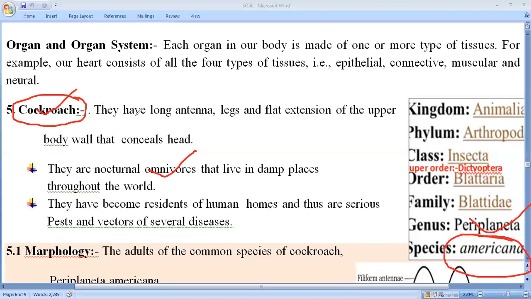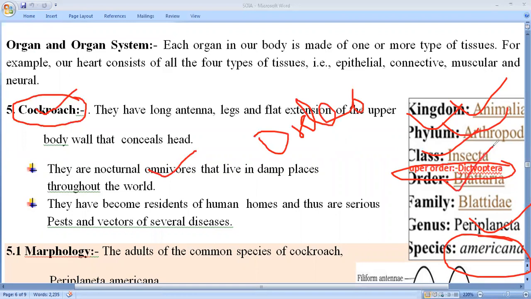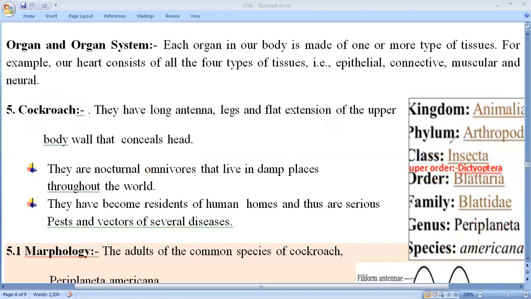If we see the morphology, in this topic we will discuss only the morphology of cockroach. Before that, we will see the taxonomy of the cockroach. Kingdom Animalia, phylum Arthropoda, class Insecta, and superorder Dictyoptera. Sometimes in the NEET examination they have given the order as Dictyoptera. If they have not given the order Blattaria, then you will consider the order Dictyoptera. If they have given both superorder Dictyoptera and order Blattaria, then the correct order is Blattaria.